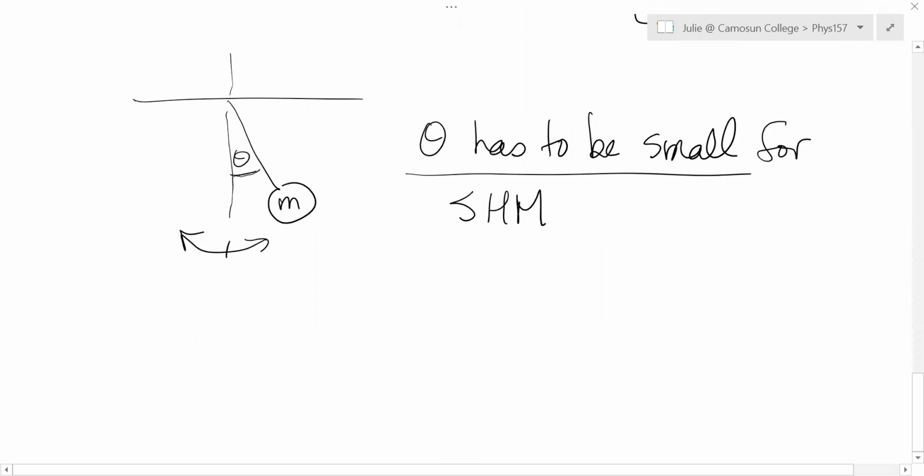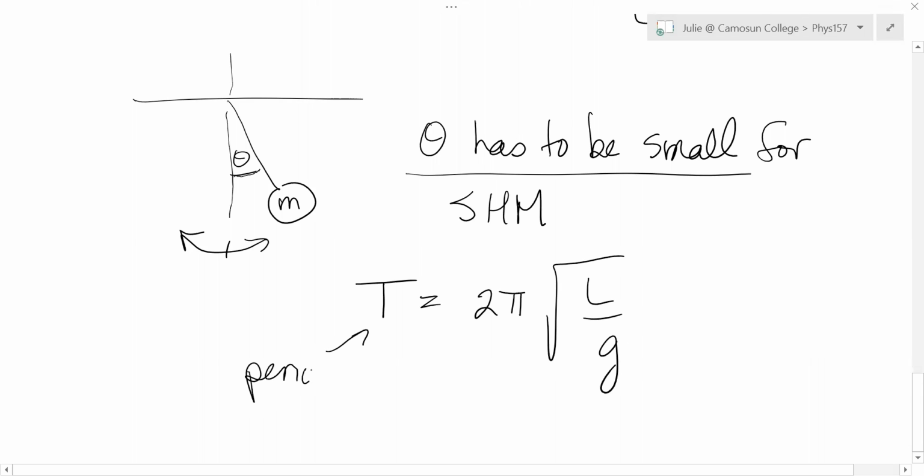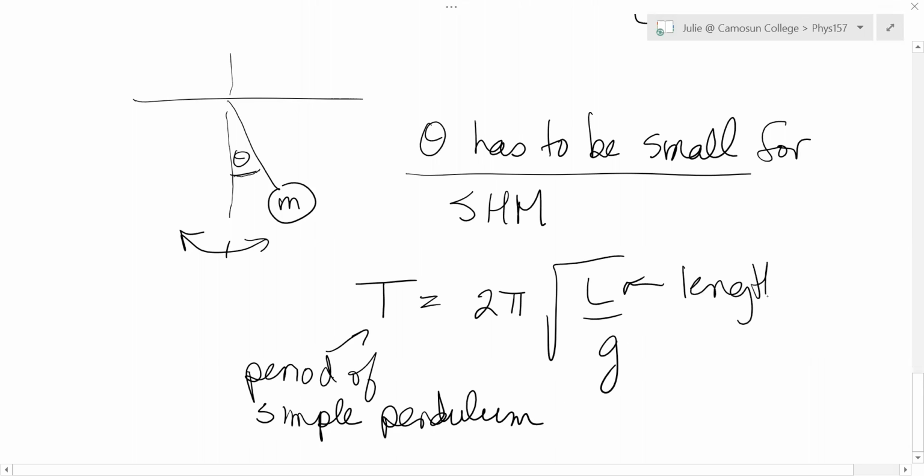If it is small, then the period of the motion is 2 pi root L over g. You may have seen that before. This is the period of a simple pendulum. And it does not matter what the mass is. It's simply that L is the length of the string. And it matters what gravity is. You take a pendulum to the moon, you have a different gravity, you're going to have a different period.